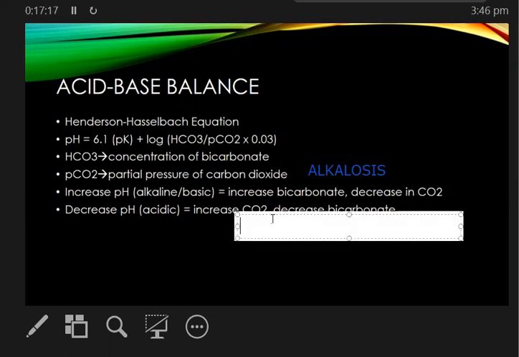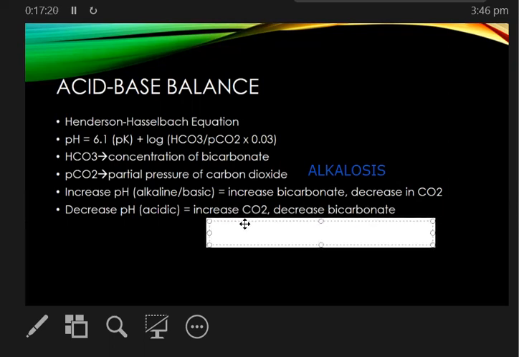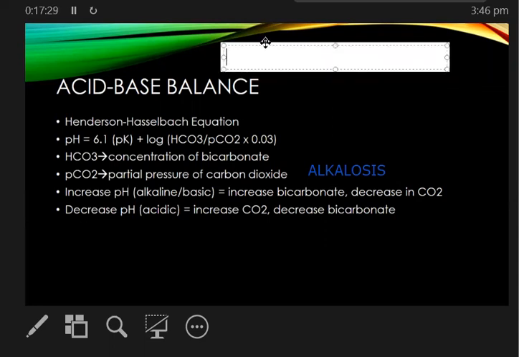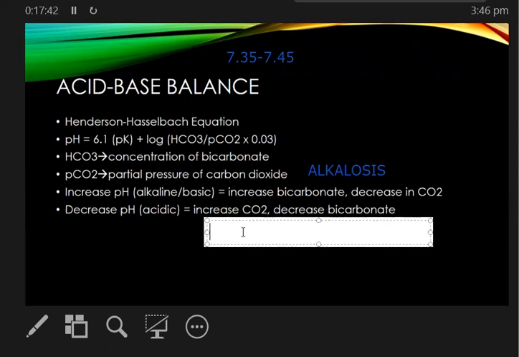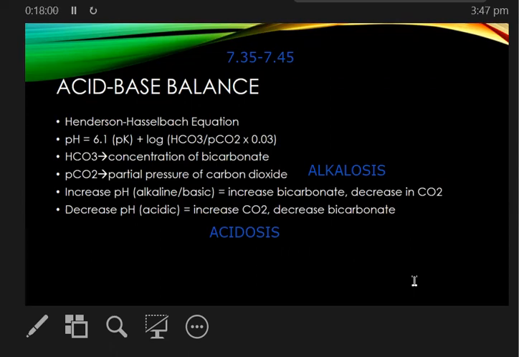A decrease in pH means the body is in an acidic state, meaning less than 7. However, what is our normal pH again? 7.35 to 7.45. Now, an increase in carbon dioxide and a decrease in bicarbonate. Remember, what will be the effect of carbon dioxide inside the body? It will make the body acidic. And as such, if these are the conditions, your body will be in a state of acidosis.